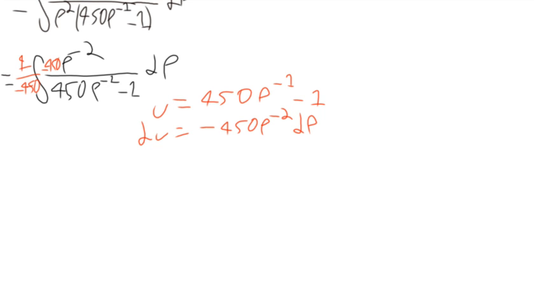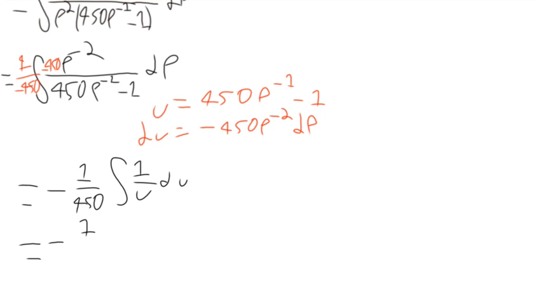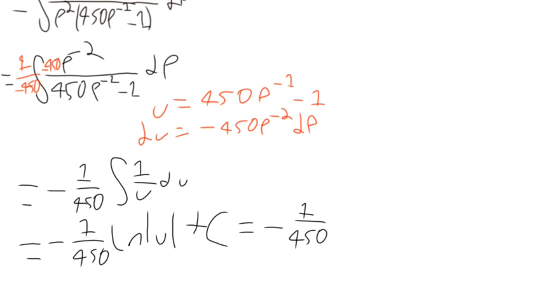So this is going to give me the negative 1 over 450 times the integral of 1 over u du. This is negative 1 over 450, natural log. If you're just doing this problem, you need the absolute value. If you're doing this as a growth rate, you don't need the absolute value because the growth rate will always be positive. And then you can put u back. This is going to be negative 1 over 450, natural log, absolute value of 450 p to the negative 1 minus 1.